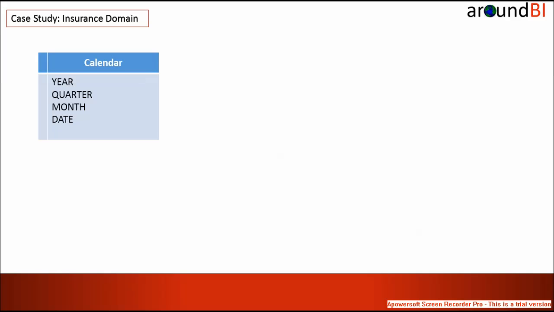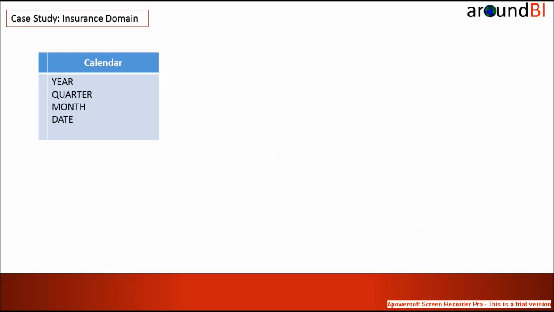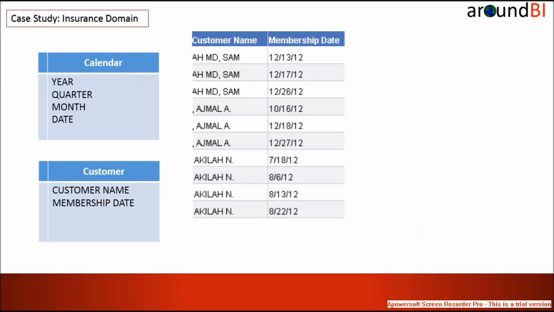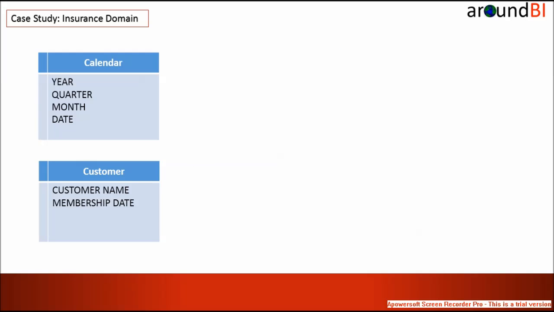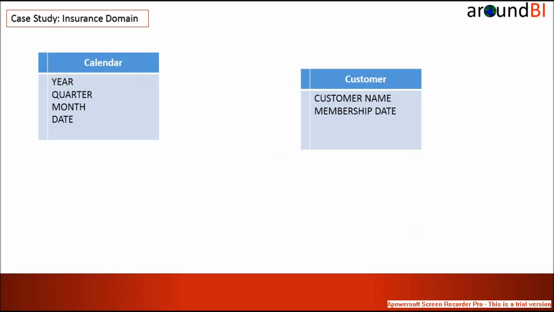We are considering a small subset from insurance domain and we have calendar table that keeps year, quarter, month and date. If we check the data, it is simple one. Now we are including another table, customer, that keeps customer name and membership date information. We have a reporting requirement that asks us to show yearly and quarterly data for customers. So what will we do? We will add a join between these two tables and the join will be on the natural key date field.